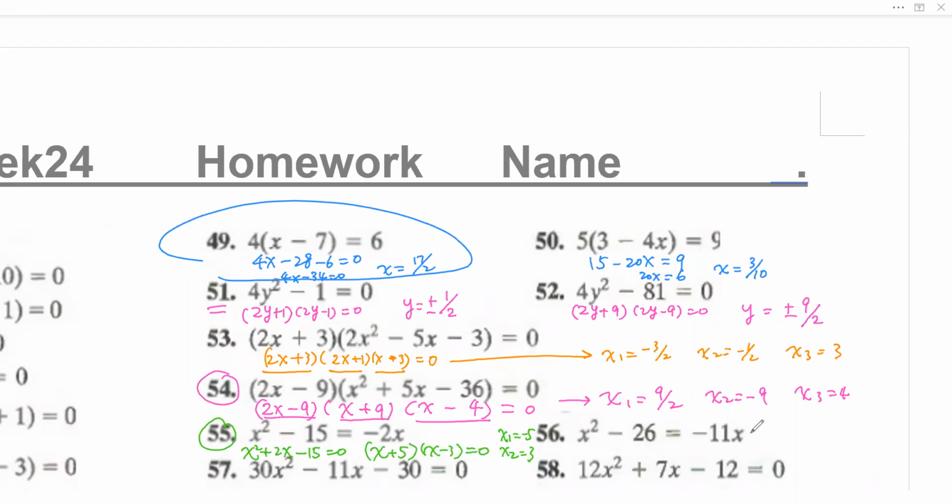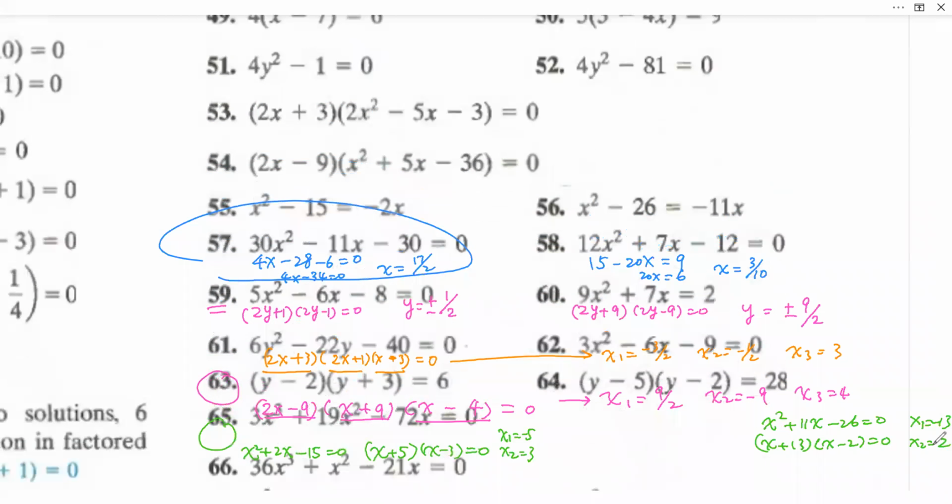All right, let's go 56. Let's do the same as the 55. X squared plus 11x minus 26 equals 0. So this one is plus 13, negative 2, right? So x1 is negative 13, x2 equals 2. Right, everyone? Anyone have questions on this part? No. I didn't hear anyone here.